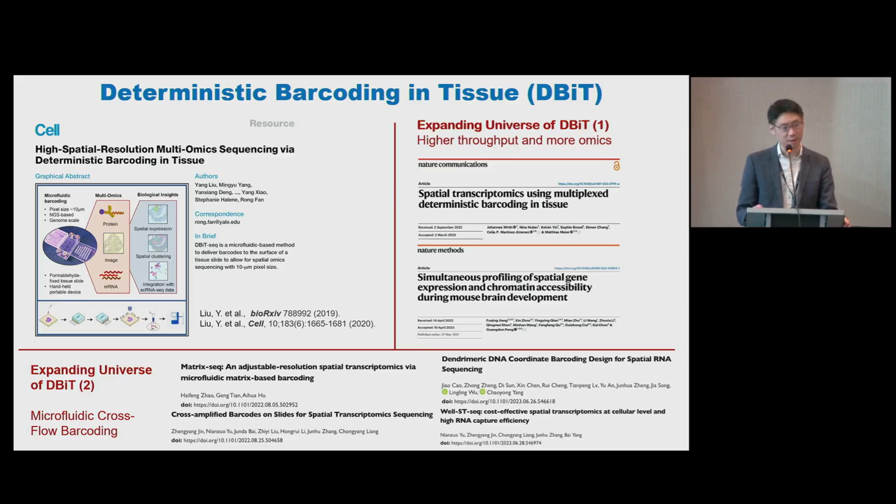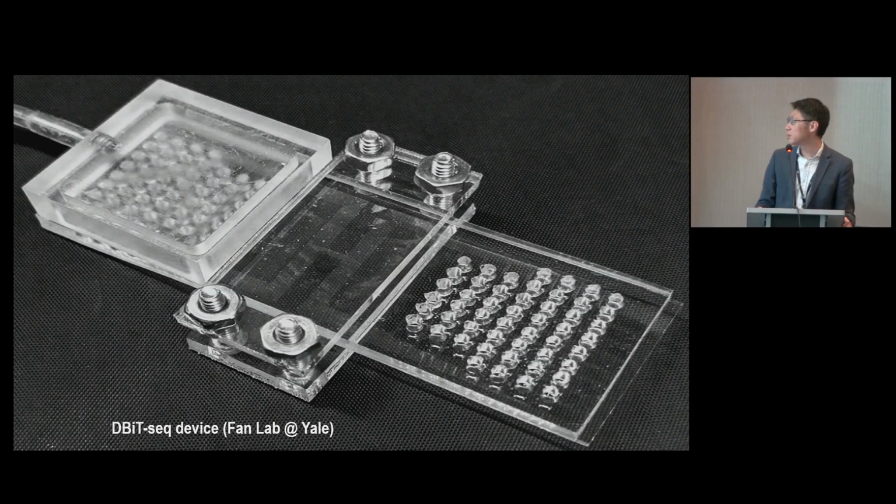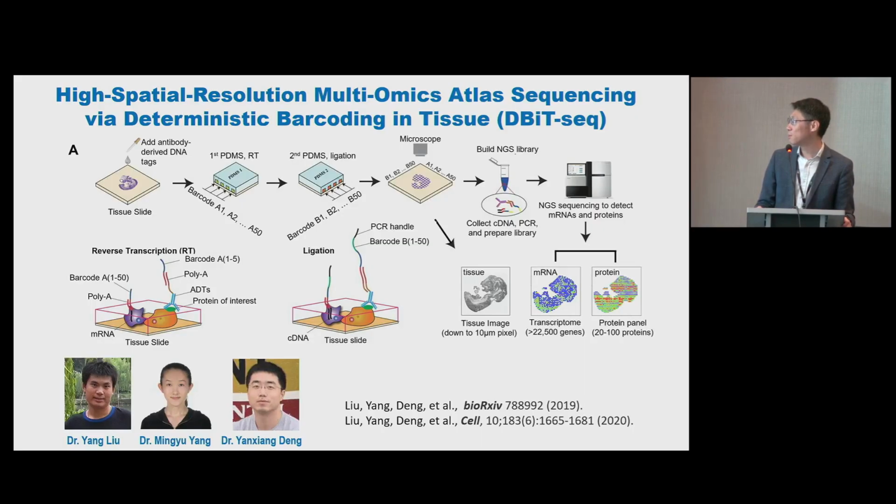So for delivering to tissue, that might be challenging, but for patterning on a glass surface, that's totally doable. All right, so how the technology works, this is our prototype device. This is the workflow. I try to keep it simple. On a high level, we use a microfluidic device to deliver the first set of DNA barcodes, like A1 to A100.